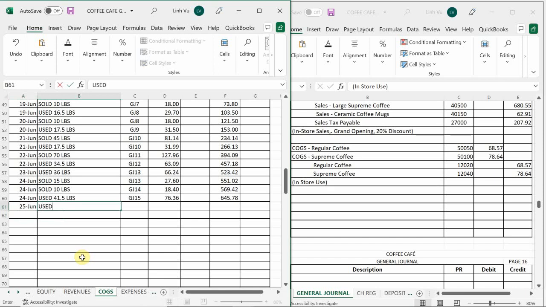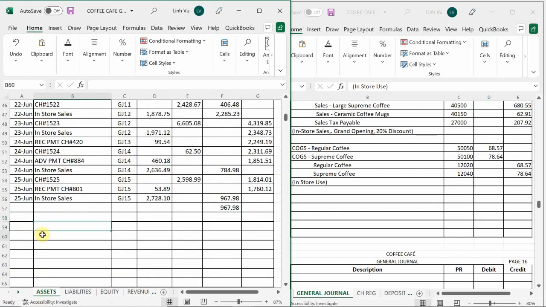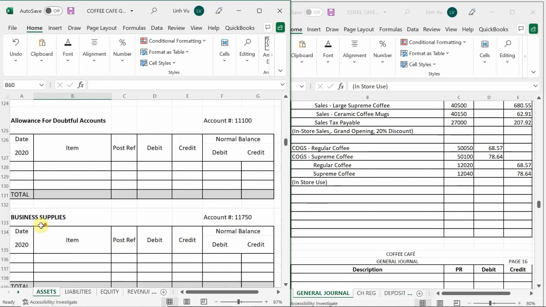We used 42.5 pounds at, what was it, $78.64. And that should increase you to $724.42. So now that I have that, I need to update my inventories.